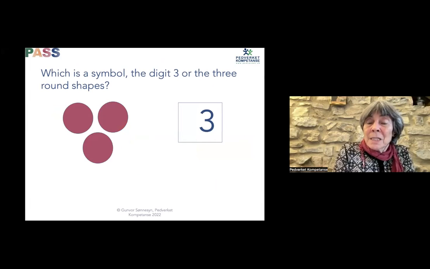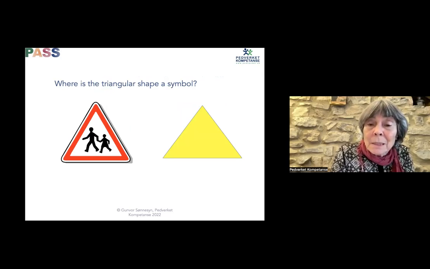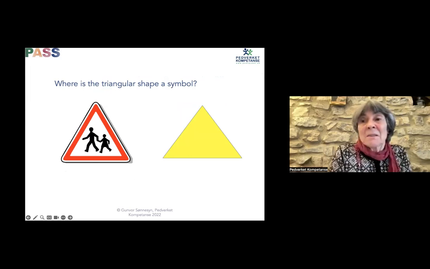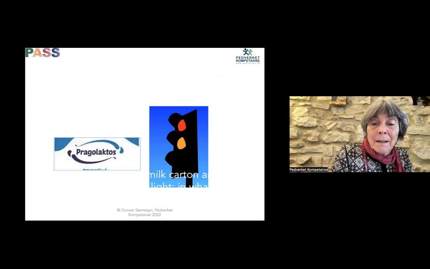And which is a symbol? Is it a number 3? Or is it the tree? And where is the shape a symbol? Maybe you've noticed, and maybe you've learned even that all traffic signs that have a triangle shape, they mean danger. So the shape is a symbol of something. Here, the shape does not have a meaning beyond itself.